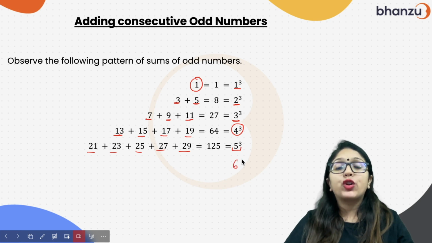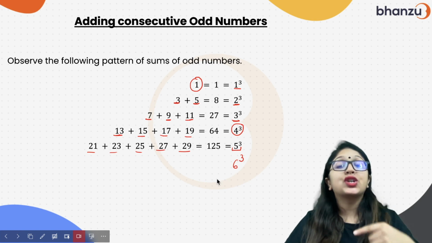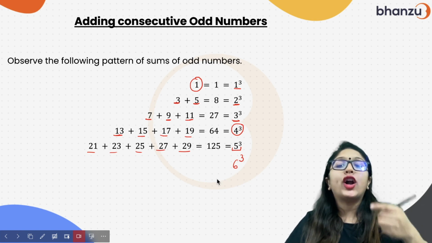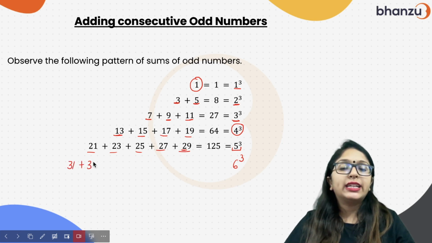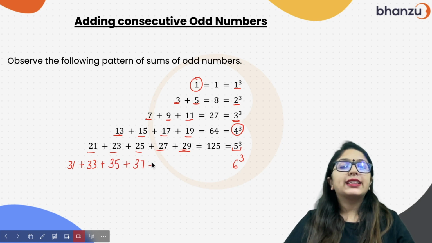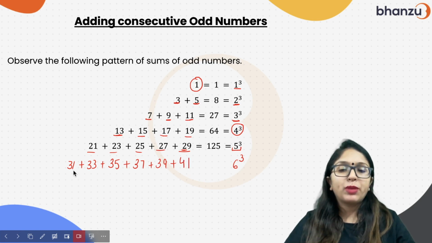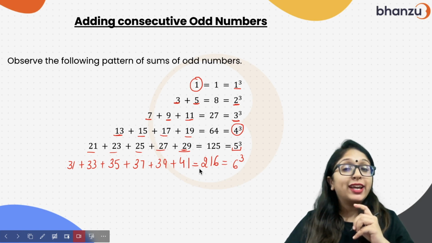Now what if we want to calculate the cube of 6? Then I am going to take the next 6 consecutive odd numbers. And what are these going to be? After 29, the next odd number is 31, then 33, then 35, then 37, then 39, then 41. Here, how many numbers? 1, 2, 3, 4, 5, 6. I've written 6, and the 6th cube is 216. Is that clear now?